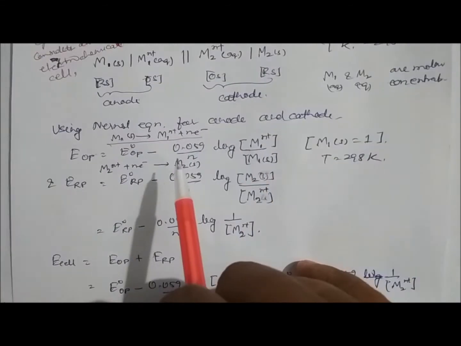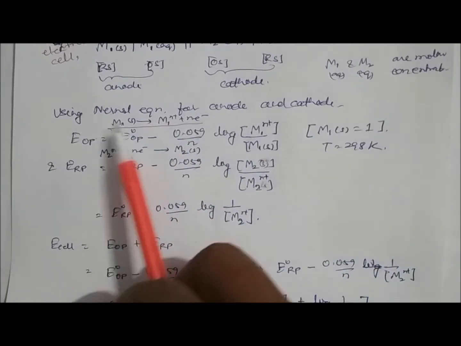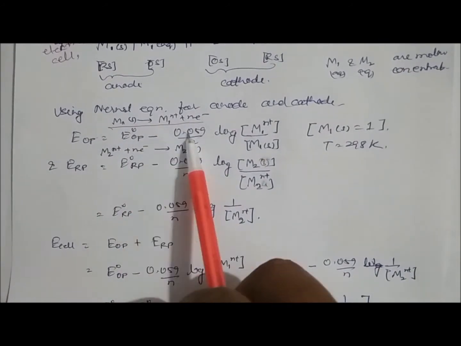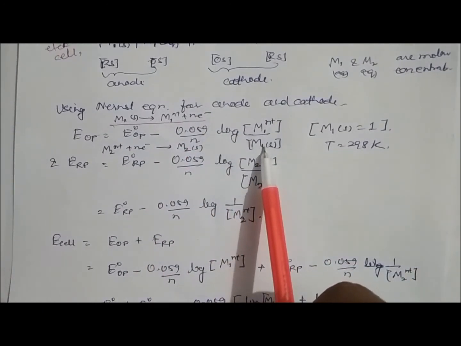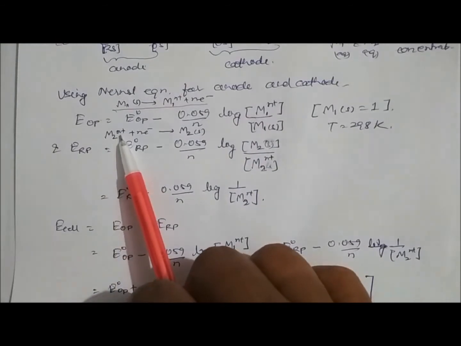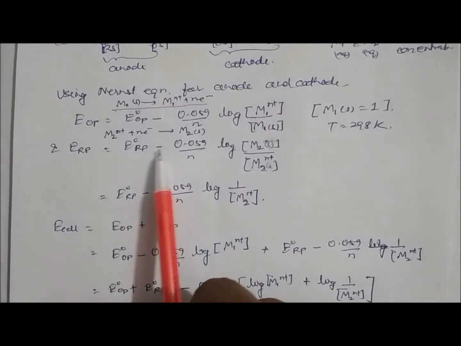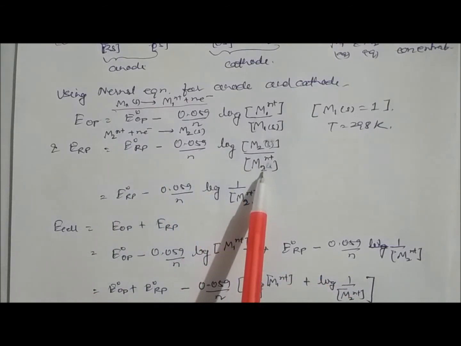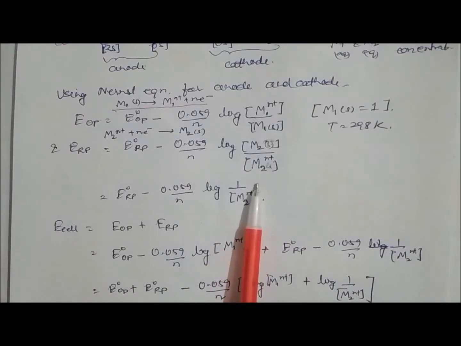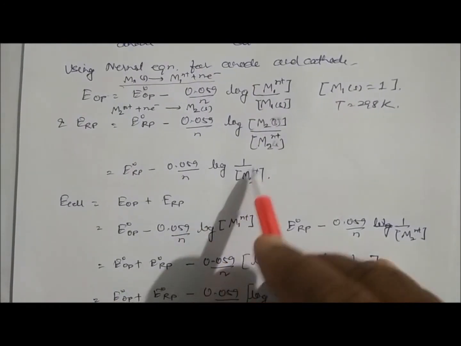When you are using the Nernst equation for the anode and cathode, we write M1 is converted to M1 N plus and N electrons. So the oxidation potential of this will be E naught OP minus 0.059 by N log of M1 plus divided by MS, and if it is 1, then this is equal. Similarly for the reduction potential, same as before: ERP is E naught Rp minus 0.059 by N log of M2 solid divided by the oxidized state by the reduced state. You have to remember, E naught Rp will be 0.059 by log of 1 by M2.